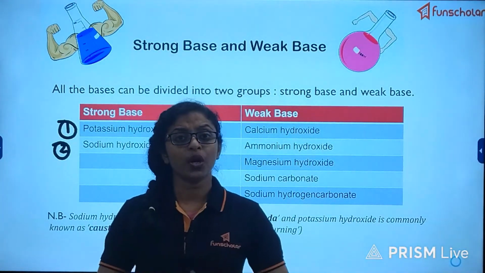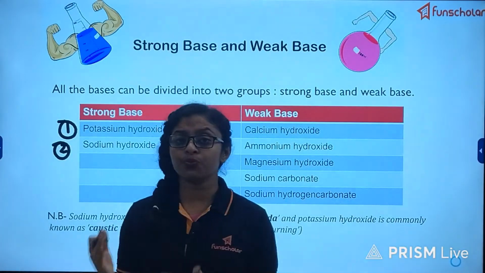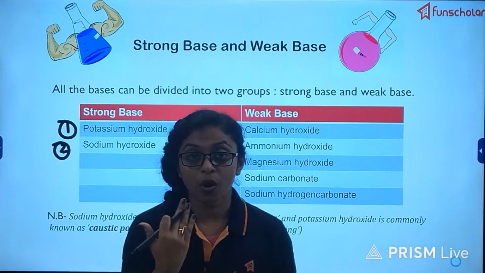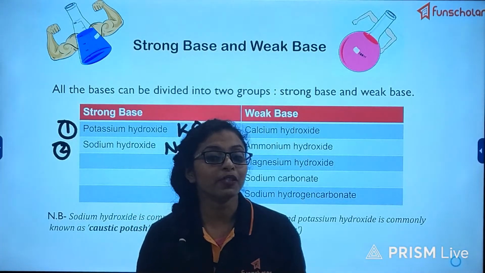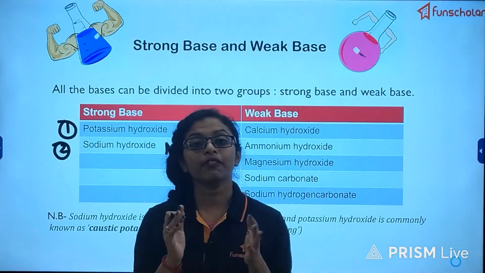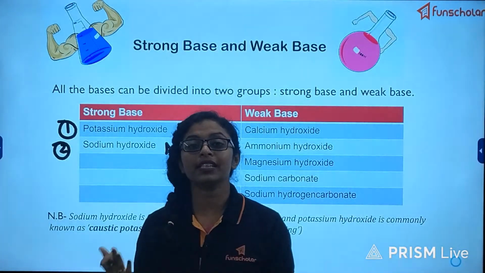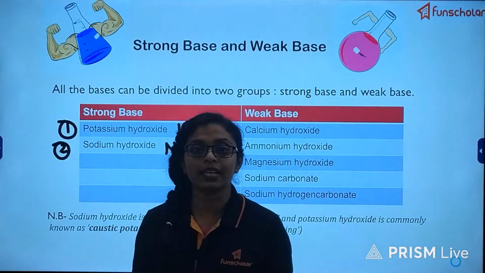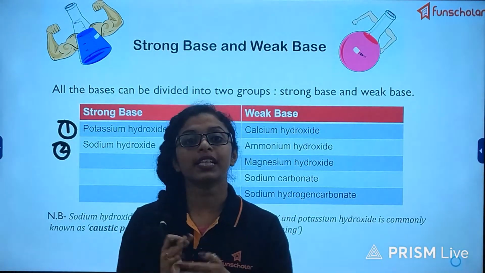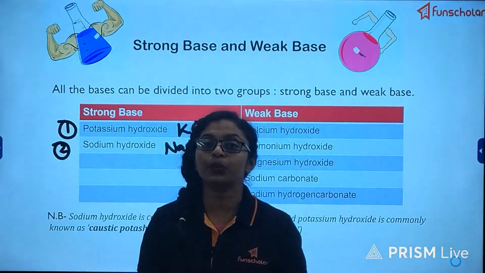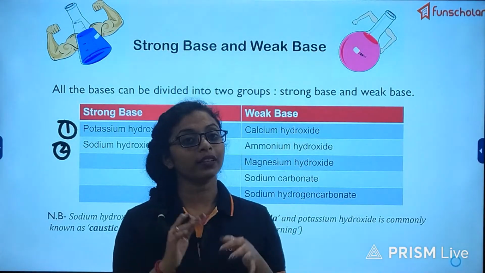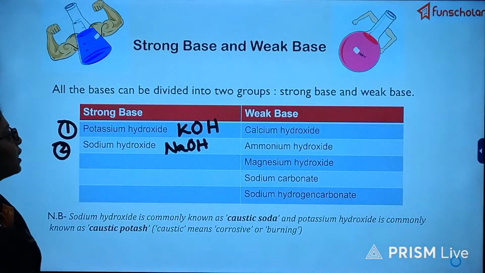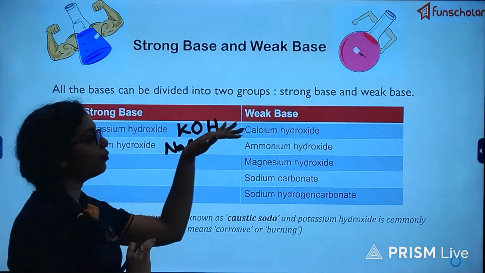Why do we need to learn which one is stronger, which one is weaker? Well, there is another group which is salt, right? There are also different types of salts. If you don't know whether the salt is coming from a weaker acid or a stronger acid, then you will never be able to say which type of salt you are dealing with. So to understand that concept, we have to learn about strong bases and weak bases.